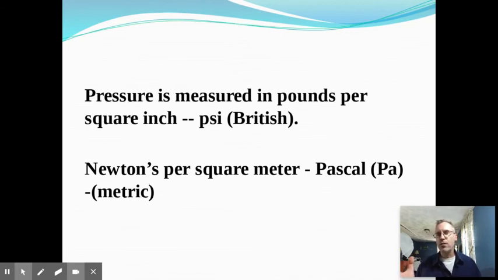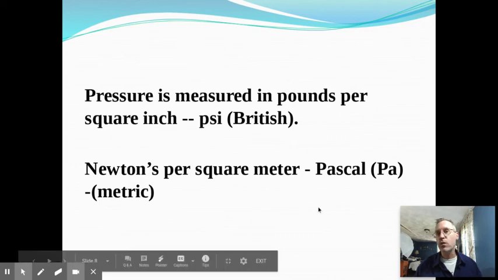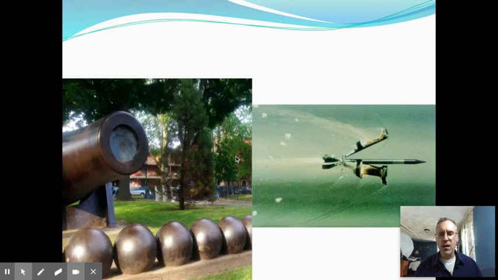So rather than use 30,000, they would just say 30 kPa or something like that. So it's just a little more convenient unit to use when you're using the metric system anyway, but we're not going to really use those too much in this class.